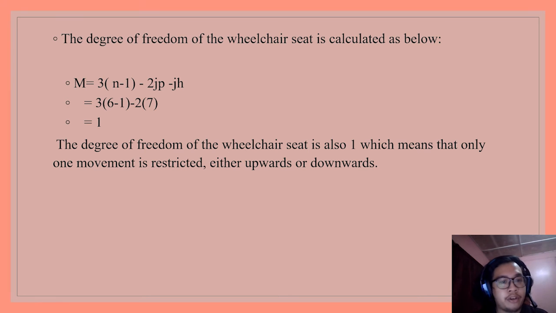So the degree of freedom of the wheelchair seat is calculated as shown. So we get 1. Thus, the degree of freedom of the wheelchair seat is 1, which means that only one movement is allowed, either upwards or downward.